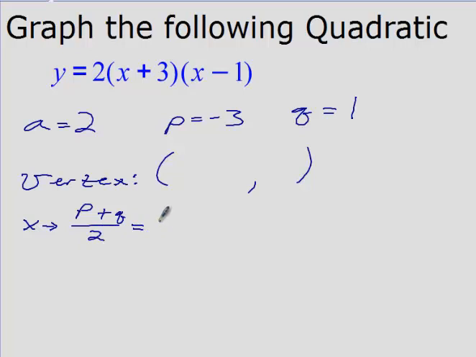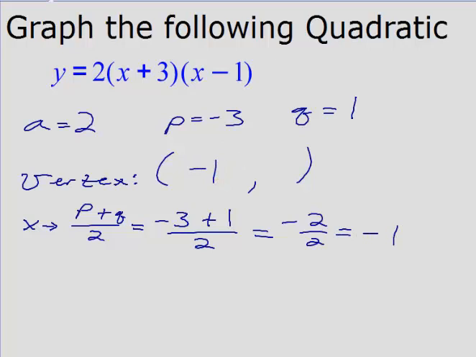So what's my P? -3. What's my Q? So I get -3 for my P, 1 for my Q, all over 2. What's -3 plus 1? -2. So what's -2 divided by 2? -1. So that is the x-coordinate to my vertex.